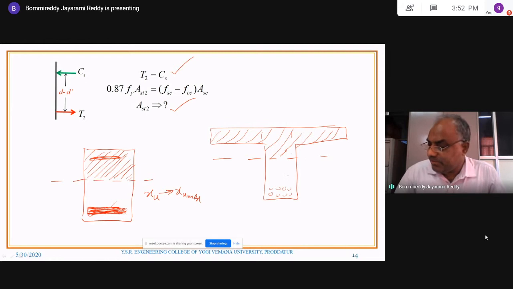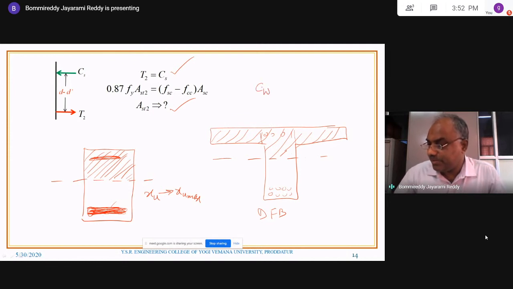And sometimes even this is not enough, we go for compression steel reinforcement again. So what are the contributions here? This is called a doubly reinforced flanged beam. In this case, how many compressive forces are there?